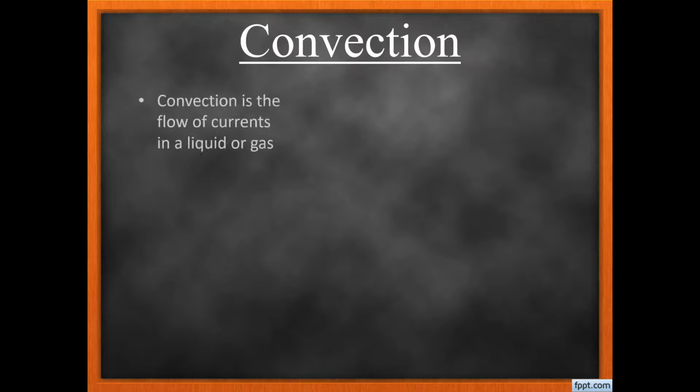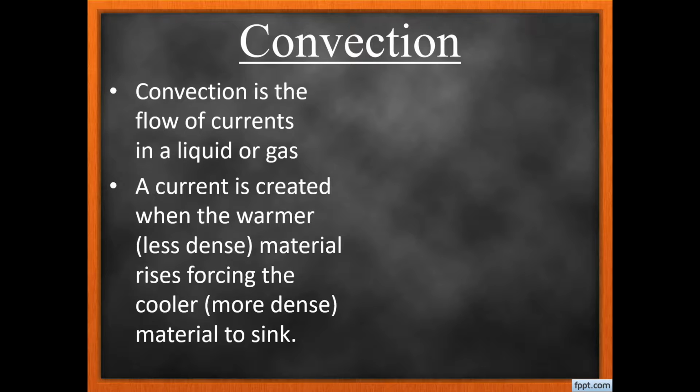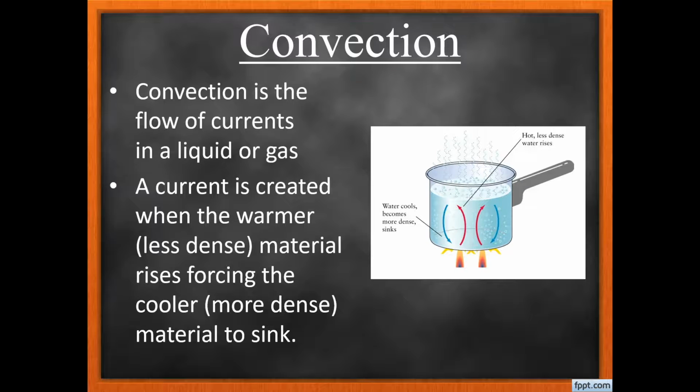So the next one is convection. You might have heard of a convection oven. Convection is the flow of currents in a liquid or gas, or a fluid. Fluid includes both liquids and gases. We'll see once we go over it a little bit. In a convection transfer of heat, a current is created when warmer, less dense material rises, forcing cooler air to sink. So you have these loops.